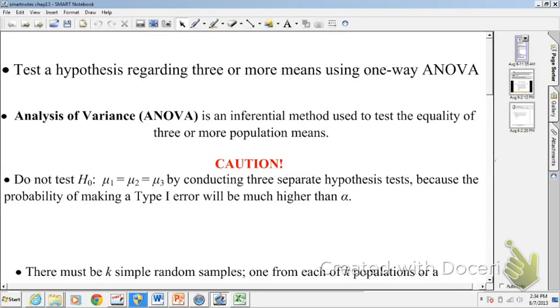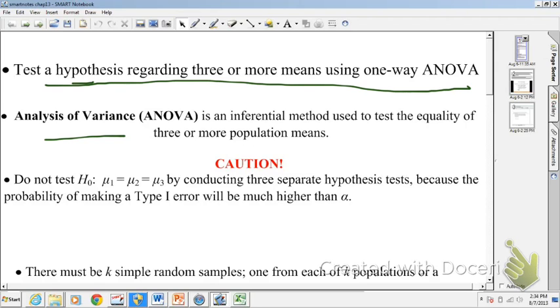Hi and welcome back. Very recently, the one-way ANOVA test got added to the curriculum here at our community college. So this will be the last hypothesis test that we run together. I know some colleges stop before that, some colleges stop after that, but the one-way ANOVA will be the last one for us. Okay, analysis of variance, ANOVA. It's an inferential method used to test the equality of three or more population means.